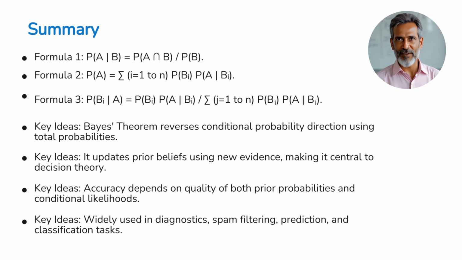P of B sub i given A equals P of B sub i times P of A given B sub i divided by the sum over j of P of B sub j times P of A given B sub j. Key ideas to remember are that Bayes' theorem reverses the direction of conditional probability, letting us update prior beliefs using new evidence. It is central to decision-making and prediction in many fields. Its accuracy relies heavily on how good our prior probabilities and likelihood estimates are. That's why collecting reliable data is as important as the math itself.